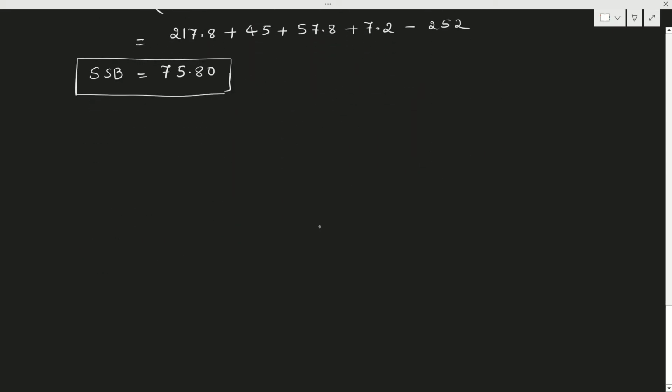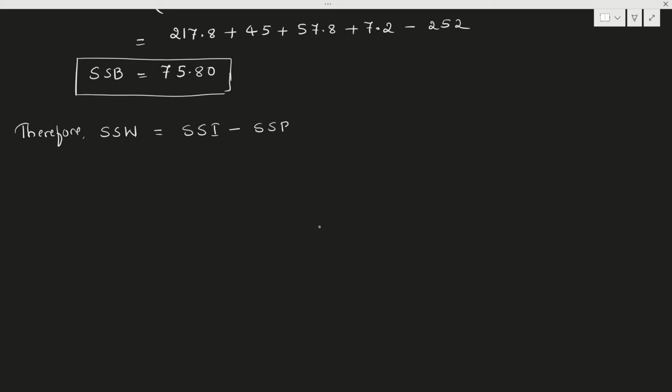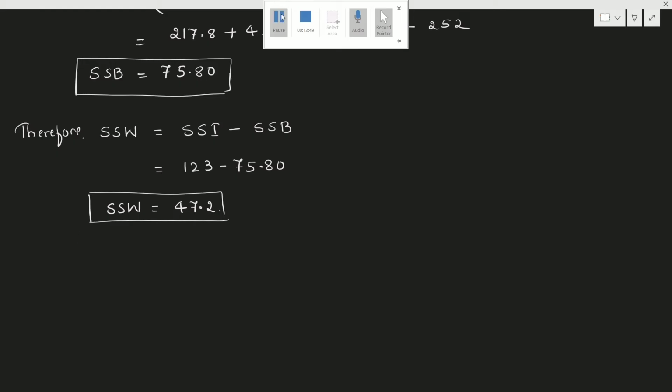Once you get this, now our aim is to find the sum of squares within the sample. Therefore, sum of squares within the sample, that is SSW, is equal to SSI, sum of squares of individual items, minus sum of squares between the items. So SSI is 123 minus 75.80. Therefore, SSW is equal to 47.2. So this is the sum of squares within the sample.